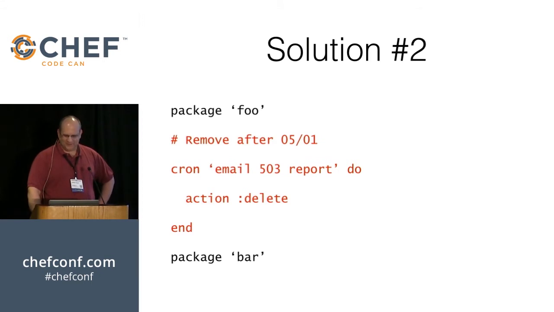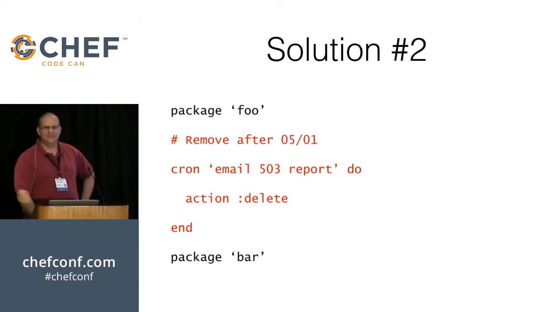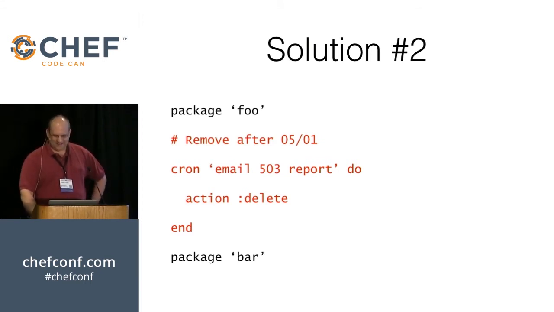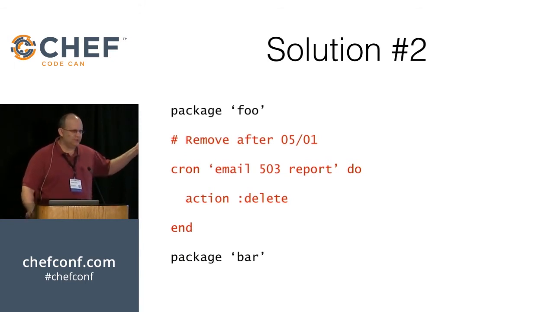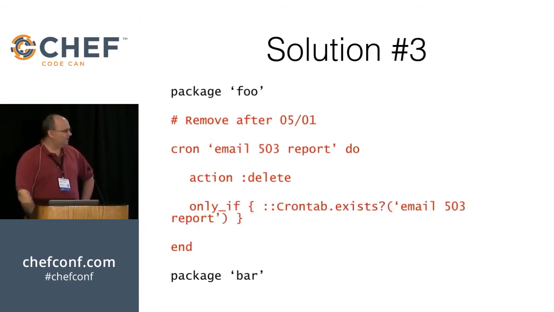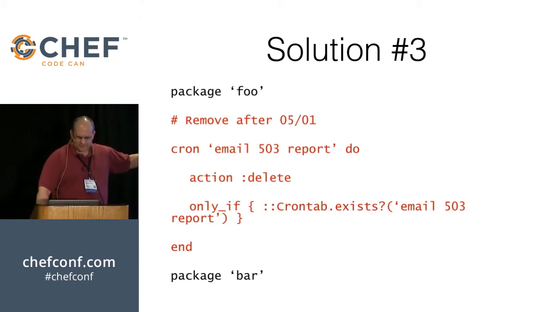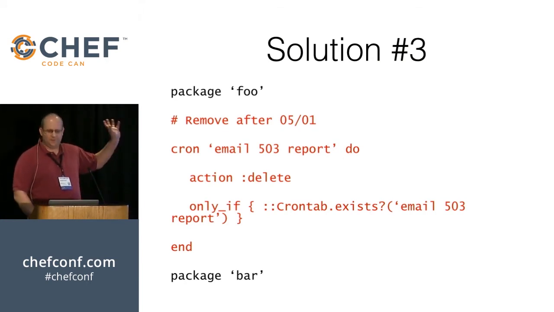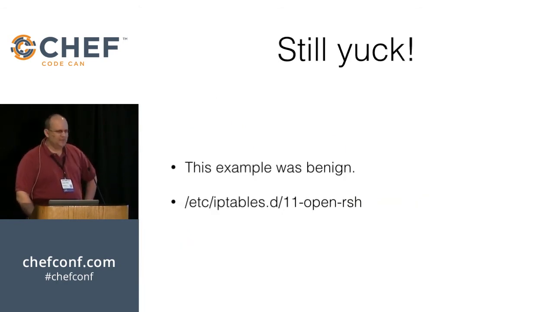Yeah, put a to-do. Yes, good idea. Plus, when you start to look at some of the action logs, you keep seeing, well, it's trying to remove this, it's trying to remove this. So, solution 3, let's get it out of the action log. This is just something I made up: if the crontab exists, delete it only if it's there. Still, all of these things are yuck.